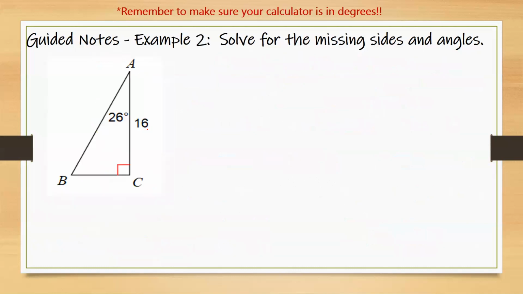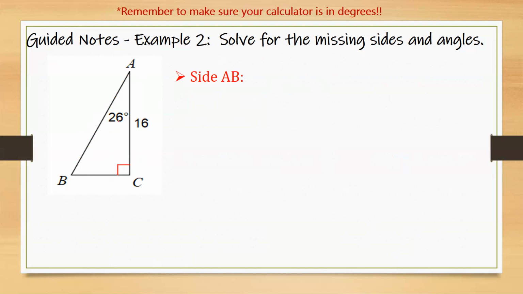Okay, let's go on to example 2. Now, if you're watching this, make sure you just pause the video, try this on your own, and then see how you do. Okay, so let's see what we have. This time we are given one angle and we are given one side. So I can't use the Pythagorean theorem right away just to calculate the other side, but I can definitely use a trig function. So first things first, I'm going to find side AB.